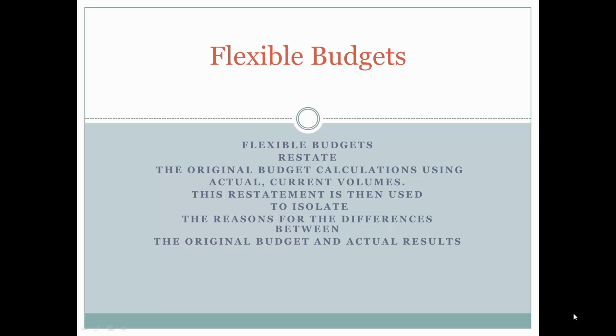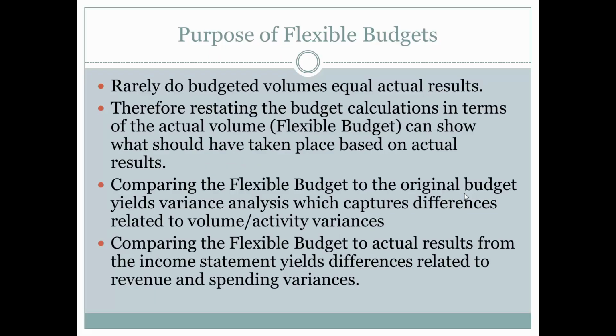Flexible budgets. Flexible budgets restate the original budget calculations using actual current volumes. This restatement is then used to isolate the reason for the differences between the original budget and actual results. Rarely do budgeted volumes equal actual results.